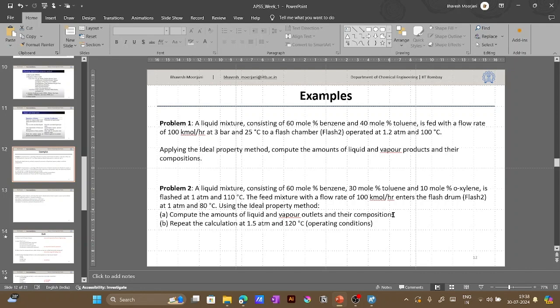Now we can also try this problem too, or we have 20 minutes. Let's see, we can try problem 2 at the end. This is again nothing but, instead of two components, I have benzene, toluene and xylene, which are flashed at 1 atmosphere and 110 degrees centigrade with this flow rate under the flash drum at this specific condition. In that I want to compute the liquid and vapor outlet composition.